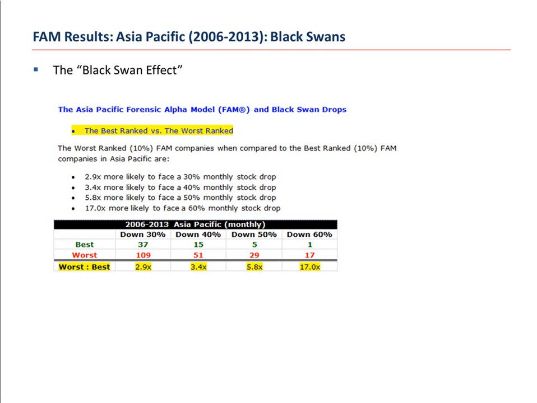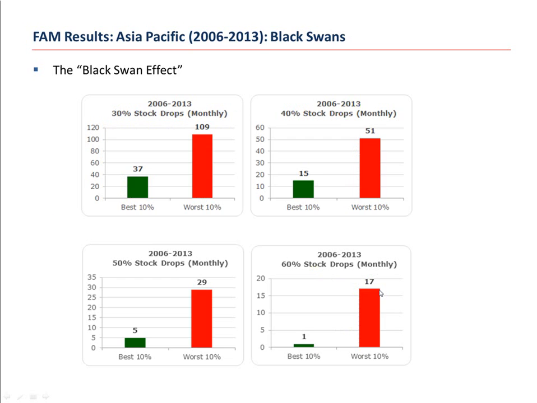And if you're wondering about statistical significance, which you should be, it turns out that all of these numbers are statistically significant to greater than 99.9999%. If you prefer charts rather than tables, I've included the charts for the 30% drops, the 40% drops, the 50% drops, and the 60% drops.